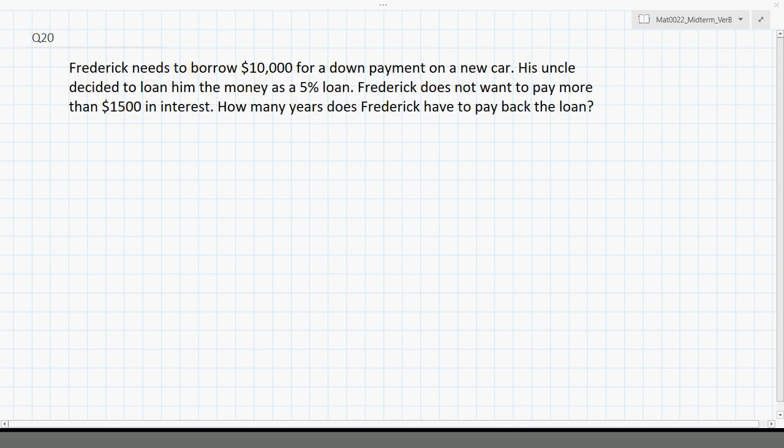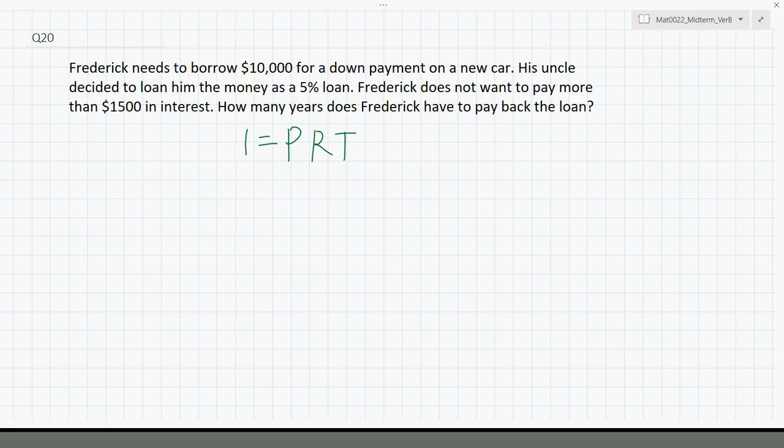Question 20. Frederick needs to borrow $10,000 for a down payment on his new car. His uncle decided to loan him the money at a 5% loan. I like his uncle, that's a pretty good loan rate. He does not want to pay more than $1,500 in interest. How many years does Frederick have to pay back the loan? This goes on the principle of I equals PRT: interest equals the principal times the rate times the amount of time intervals it goes by.